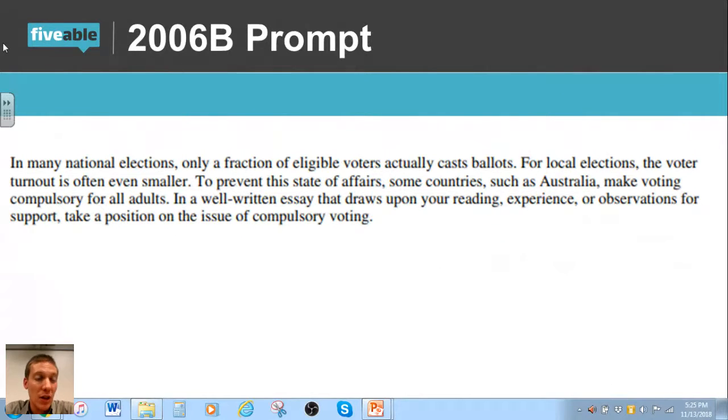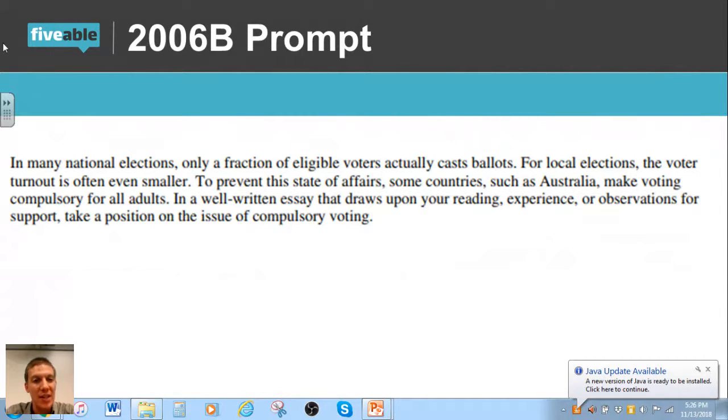In many national elections, only a fraction of eligible voters actually casts ballots. For local elections, the voter turnout is often even smaller. To prevent this state of affairs, some countries, such as Australia, make voting compulsory for all adults. Remember, compulsory means mandatory. So that's our background information.